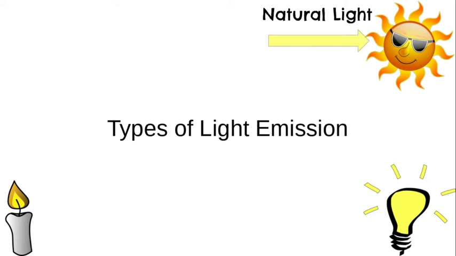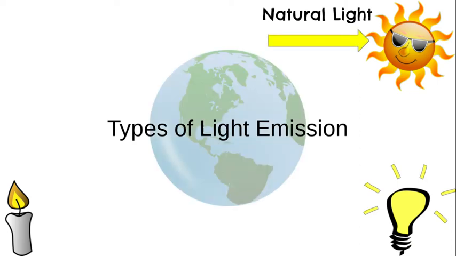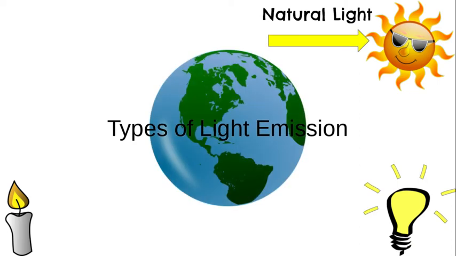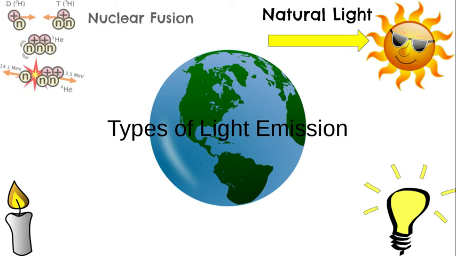Light from the sun is the most abundant source of light on Earth. All the energy that comes from a fusion reaction, which is the combining of two hydrogen atoms, transfers so much energy from the core to the surface of the sun that the excited atoms release their excess energy in the form of light.